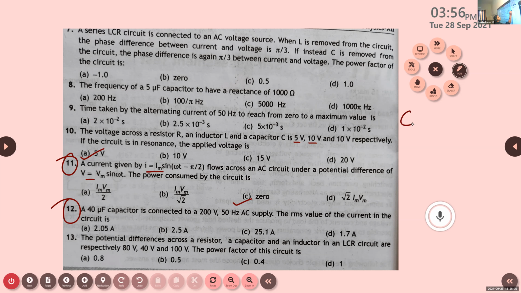Here the capacitance value is given. C is equal to 40 microfarad. That is equal to how many farad? 40 into 10 raised to negative 6 farad. And this 200 volt is VRMS. VRMS is equal to 200 volt. 50 hertz is the frequency, F is equal to 50 hertz. Then what is the RMS value of the current?